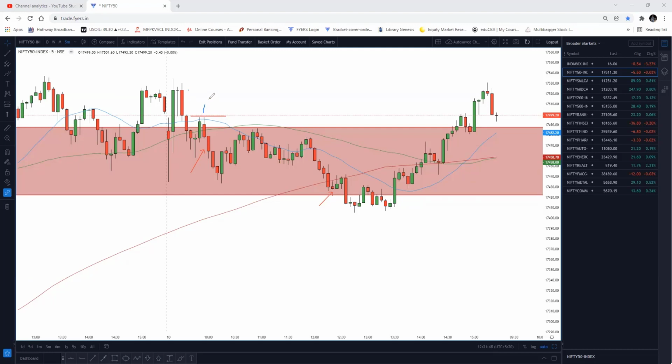The expectation was that prices should move up, ignoring this resistance zone, but that did not happen, and prices closed red, and they closed below the 60 MA.